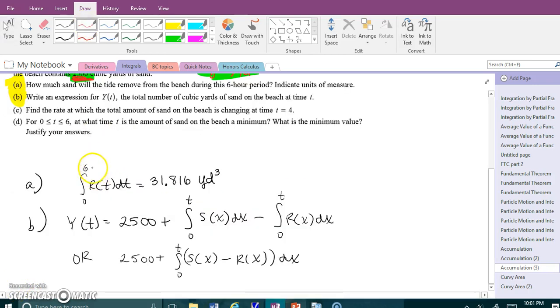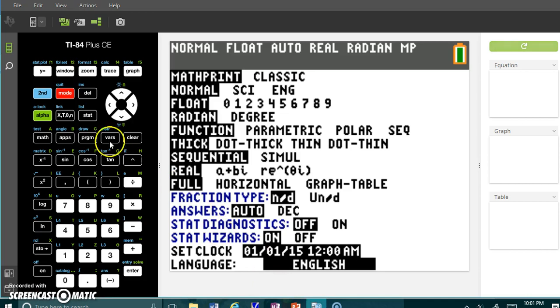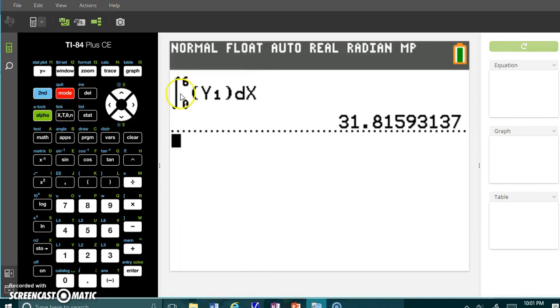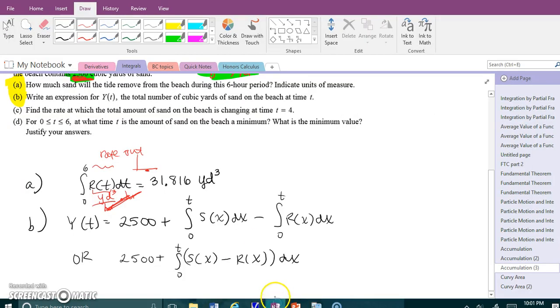For A, I'm going to do an integral of the rate out, and R of t is in cubic yards per hour, and dt is the tiny, tiny distance on the x-axis, which represents a little distance or a time. Those end up with cubic yards. So that's how you know that this integral is set up correctly. And on the calculator, I just called up Y1 because Y1 is removal, and I got the answer. And again, I'm not wasting time by rewriting my function.